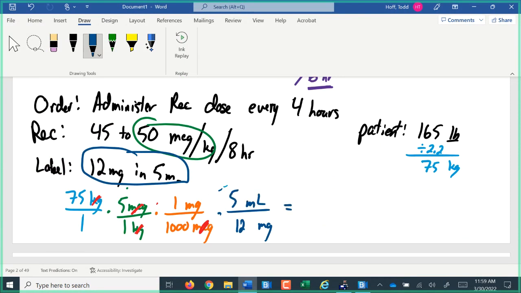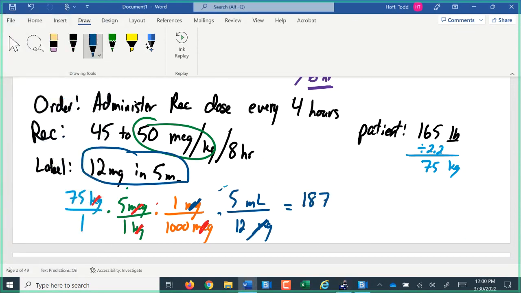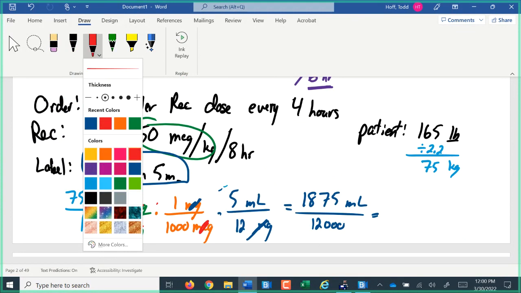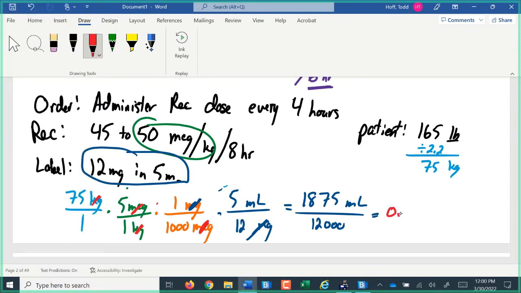Let's go ahead and multiply this out. We have 75 times 5 times 1 milligram times 1 times 5 milliliters. 75 times 5 times 5 is 1,875 milliliters. On bottom, we have 1 times 1,000 times 12 is 12,000. And we divide that out. Divide by 12. We get 0.15625 milliliters. And this is for the recommendation, which is every 8 hours.